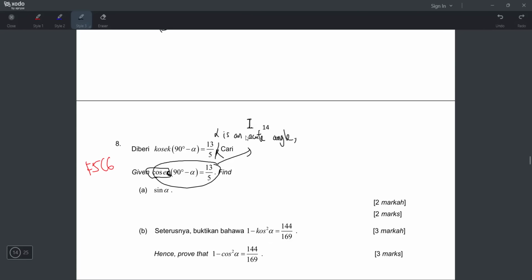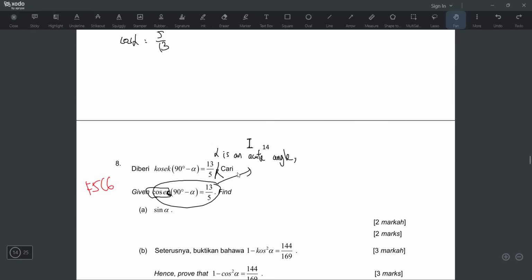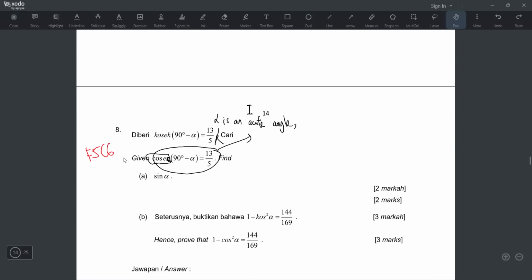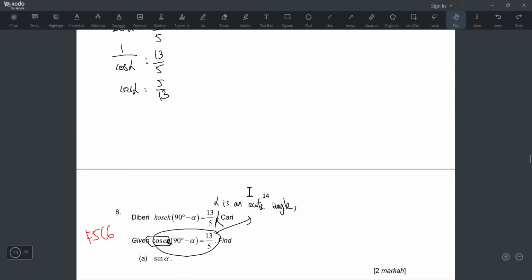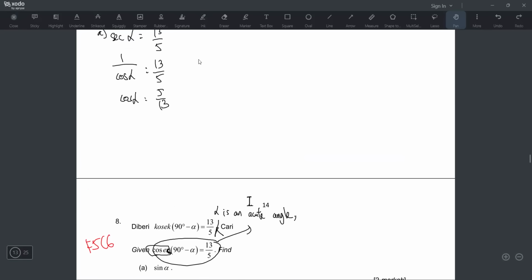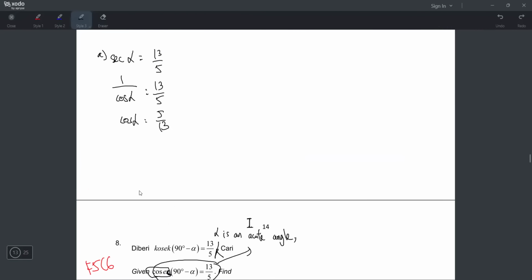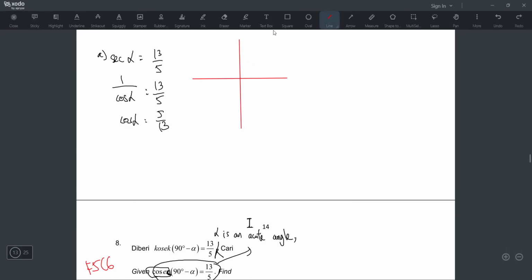Actually, they should mention it. For this kind of question, they have to tell which quadrant. Maybe they forgot or something, I don't know. So it should be like that. Okay. So now we all know alpha is an acute angle. Now we can locate, and we know which quadrant to locate already. It's quadrant one. So just locate a cross, then locate one in quadrant one and then draw to the x-axis.